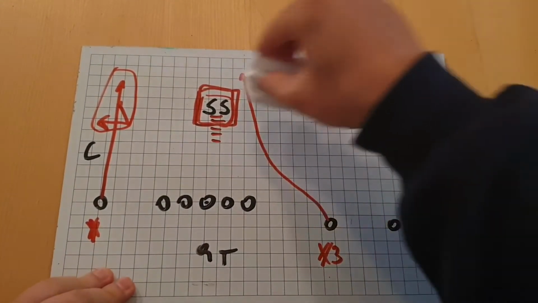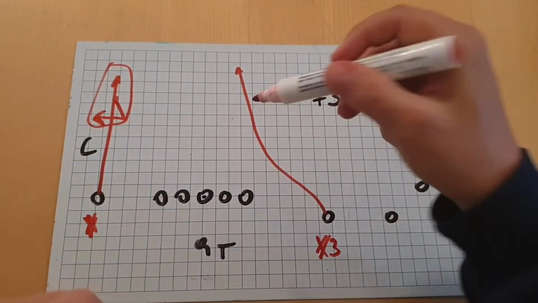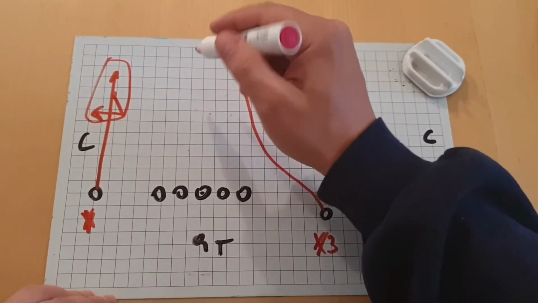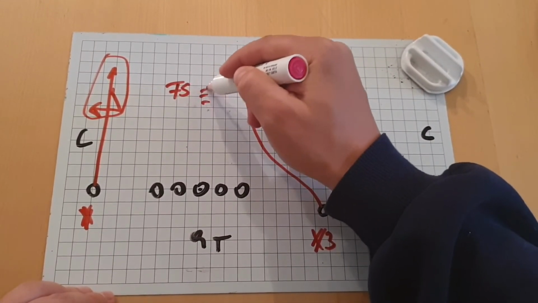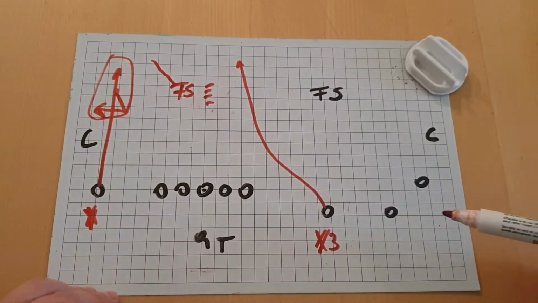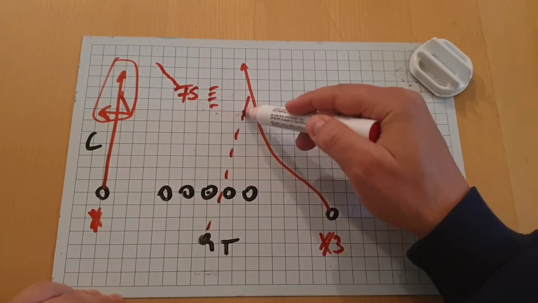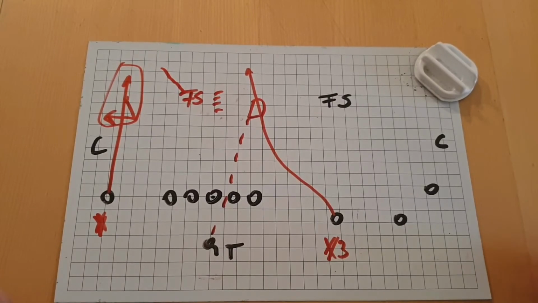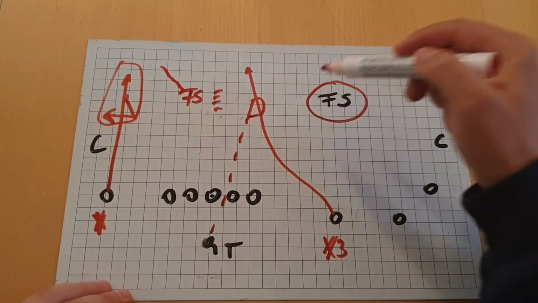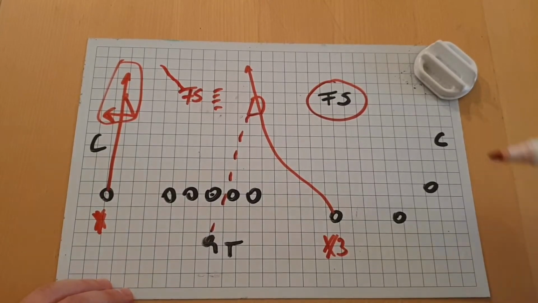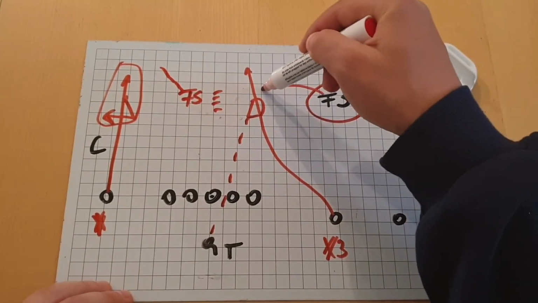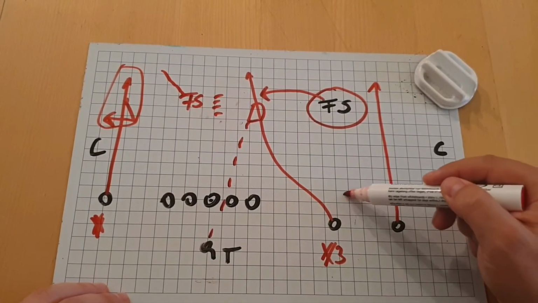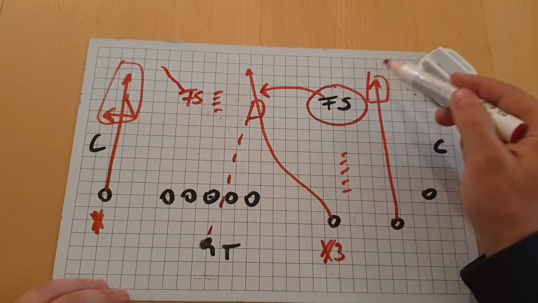But if this safety is already maybe aligned outside of the hash, and then is actually getting depth here, well, that is a real good time to hit this lock over here. Where your eyes will start though, just to make sure as a quarterback, is on this free safety over here. Because if this free safety is collapsing hard to this side, well, we can just stay on the seam here, on the field side seam, and hit that.